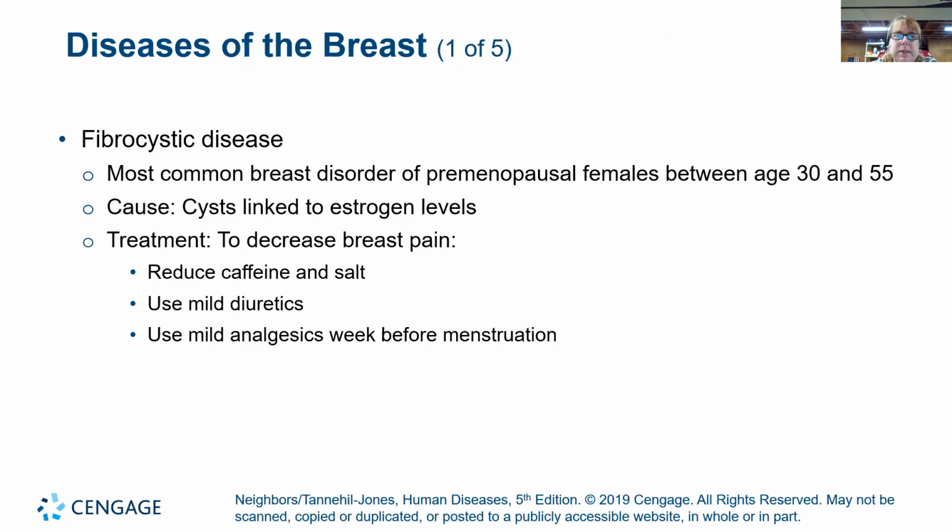So these are diseases of the breast we're going to talk about now. Fibrocystic disease is the most common breast disorder in premenopausal females between the ages of 30 and 55. Okay, and these are cysts which are linked to estrogen levels. Okay, the treatment is to reduce the pain. Okay, reduce caffeine and salt, use mild diuretics, get the extra fluid out of them, use mild analgesics the week before menstruation.